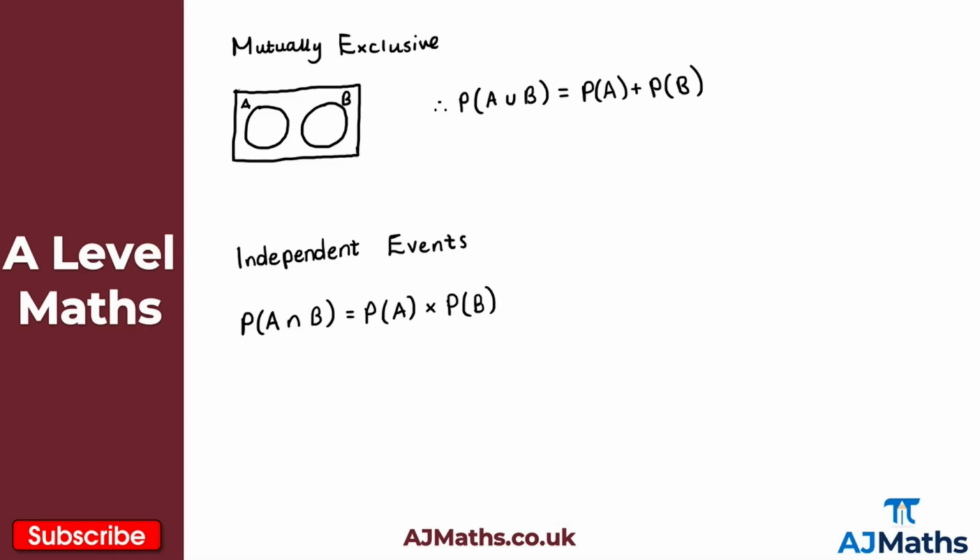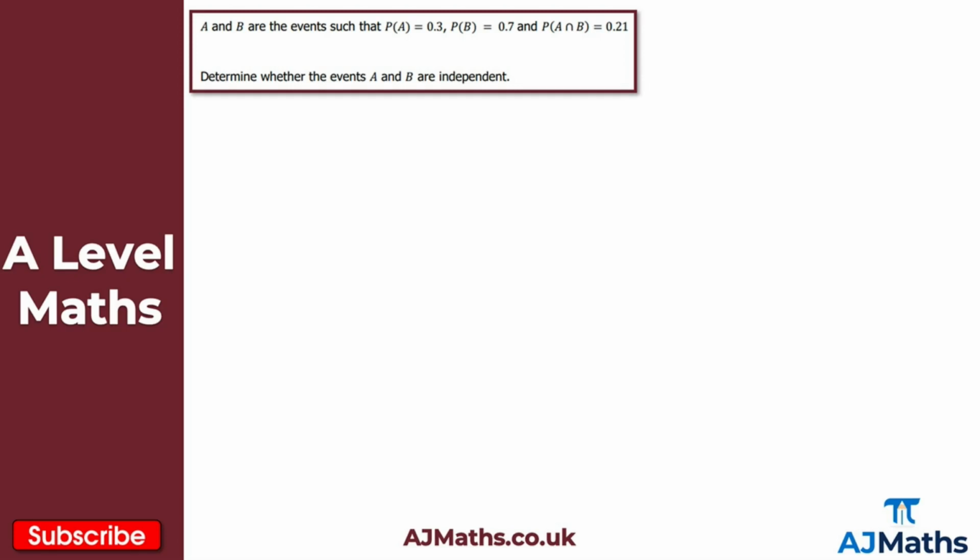What we're going to do now is take a look at some practice questions on mutually exclusive and independent events. Starting with question 1, we've got A and B, which are events such that the probability of A is 0.3, the probability of B is 0.7, and the probability of the intersection of A and B is 0.21. The question says to determine whether the events A and B are independent. Remember, these two events will be independent if the probability of A times the probability of B is equal to the probability of the intersection of A and B.